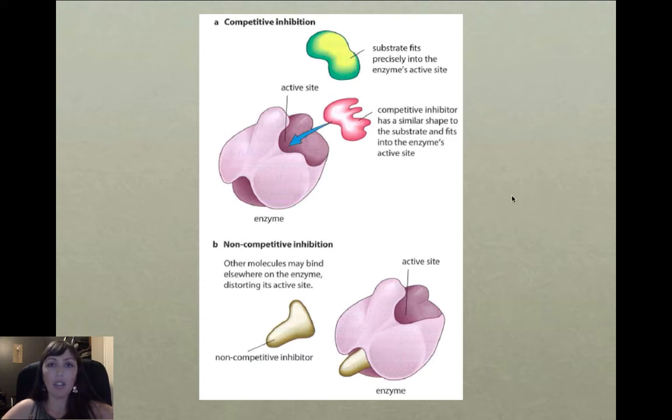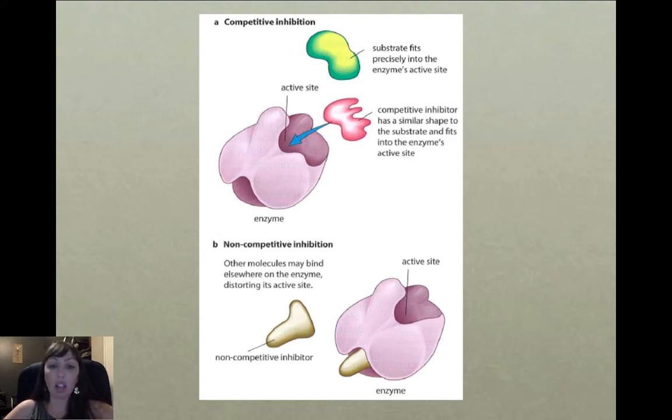Okay, so here is a model of that. The substrate fits precisely into the enzyme's active site. The competitive inhibitor has a similar shape to the substrate and fits into the enzyme's active site. And so this is competitive, where the substrate and the competitive inhibitor, they're not actually competing, right? It's all random movement. What happens is that the competitive inhibitor decreases the chances that it's going to be a substrate that's fitting in. And so that's why it's called competitive inhibition.